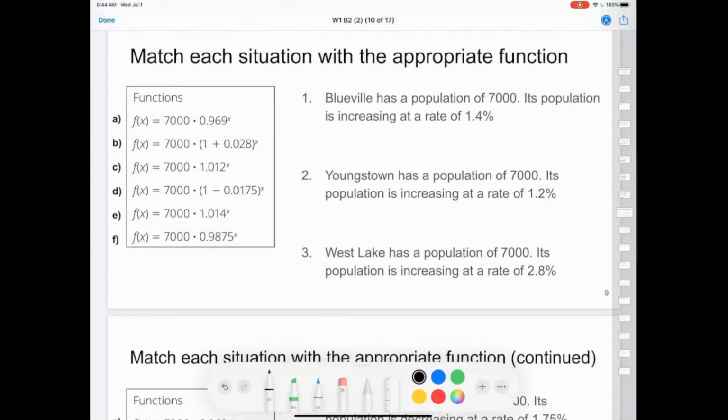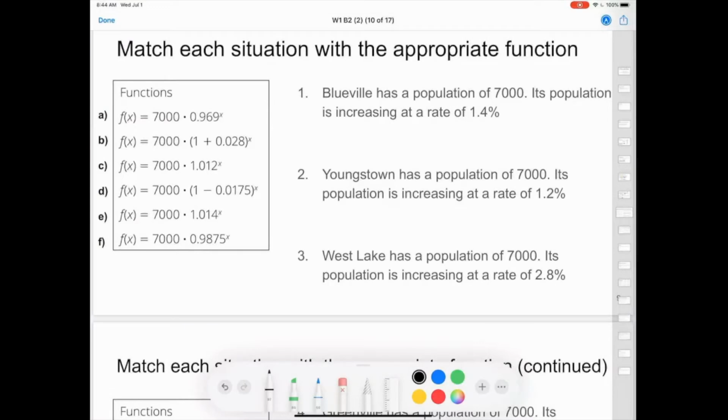Okay, so let's get into some example problems. It's saying match each situation with the appropriate function. So here are your functions. It says Blueville has a population of 7,000 people. Its population is increasing at a rate of 1.4. Okay, so that's number 1. Number 2 says Youngstown has a population of 7,000. Its population is increasing at a rate of 1.2. And then number 3 says Westlake has a population of 7,000. Its population is increasing at a rate of 2.8. Okay, I'm going to do some of these problems first, and then I'll have you jump in as you feel comfortable.